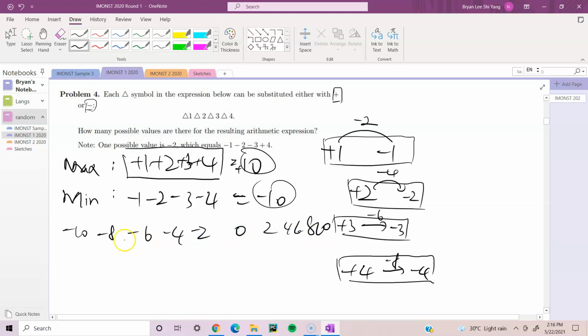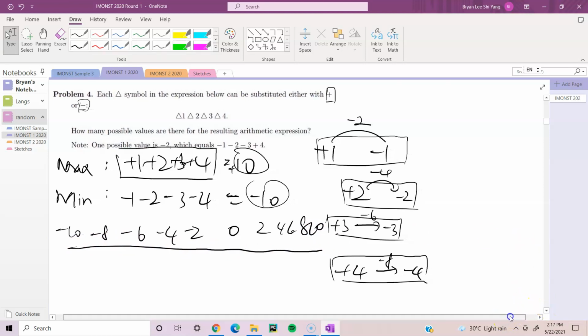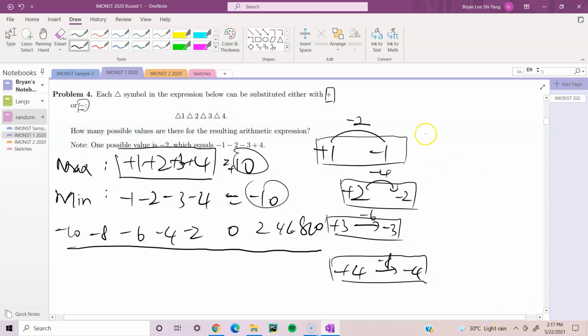All of these are possible. But if you want me to list them down slowly, I can try and do that. So let's do it one by one. So for 10, obviously we just said it before. So plus 1, plus 2, plus 3, plus 4. And then for 8, it's just minus 2, right?